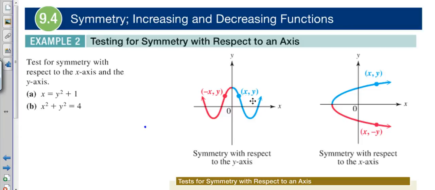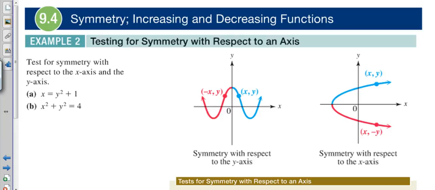And so that means that if you were to fold the red onto the blue or the blue onto the red, it would match exactly. And so we would say that this graph is symmetric with respect to the y-axis, right? And this is a very nice visual representation. So if you have a graph, you can tell very easily by looking at it if it is symmetrical with respect to the y-axis.